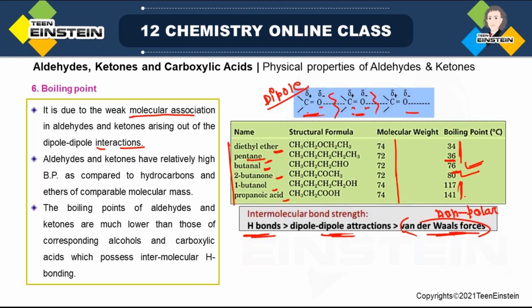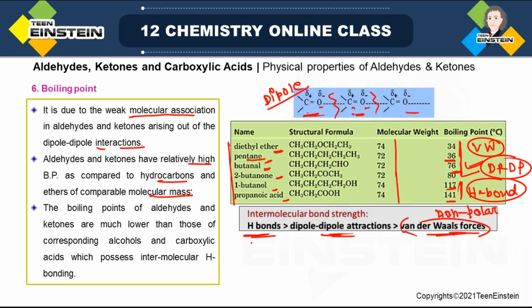But if you have alcohol or carboxylic acid, now you have to break hydrogen bond. So here it is hydrogen bond. For the middle two, it is dipole-dipole interaction. And for the first two, it is van der Waals. So gradually the boiling point increases. These two have very, very high values. Fine. Aldehydes and ketones have relatively high boiling points compared to hydrocarbons and ethers. That is the first two, diethyl ether and pentane.